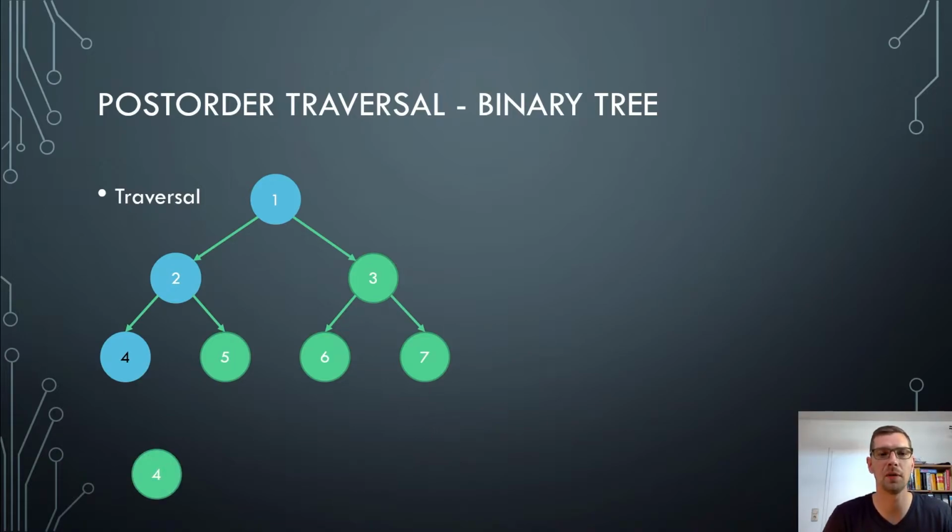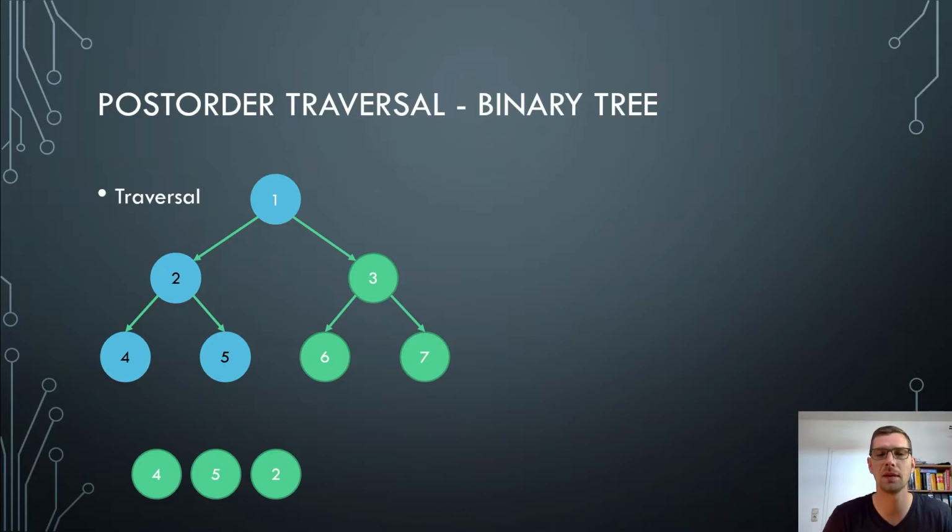Alright, then we go back to our 2 and see, oh, it has a right subtree. So we go to the 5, and since the 5 is a leaf node too, we can append it to our result here. Then we are done with all the subtrees of the 2, so we can append our root to our result, and we are done with the whole left subtree there.